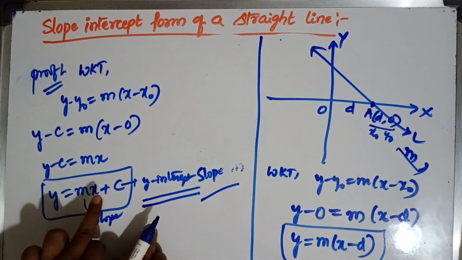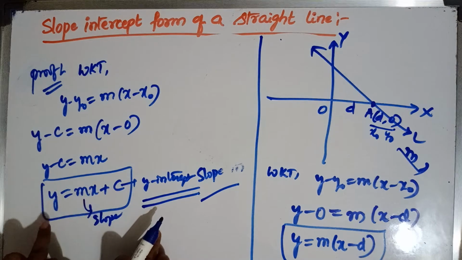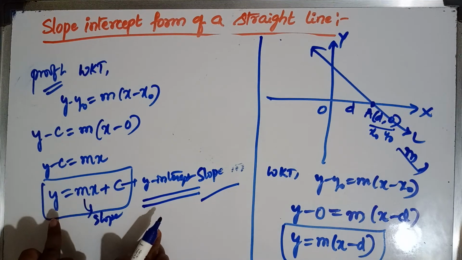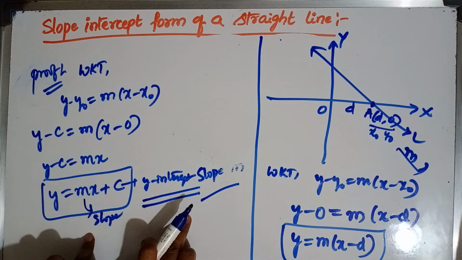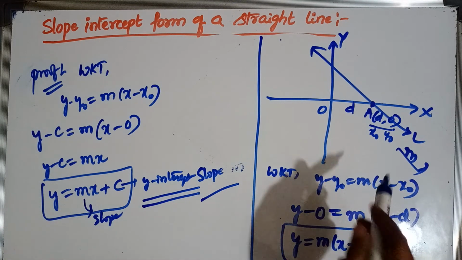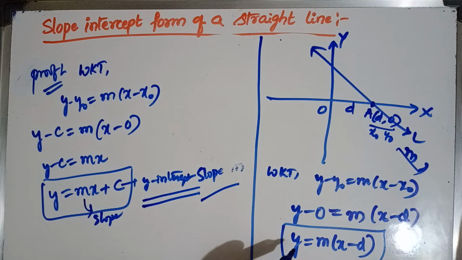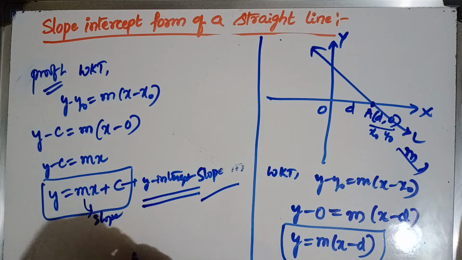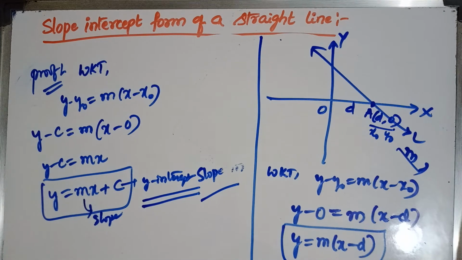See, if the line makes y-intercept small c, then the equation of the straight line will be y is equal to mx plus c. If the straight line makes x-intercept d, then the equation of the straight line in slope intercept form will be y is equal to m into x minus d. So you need to remember both the equations. So very simple derivation. Hope you have understood this.